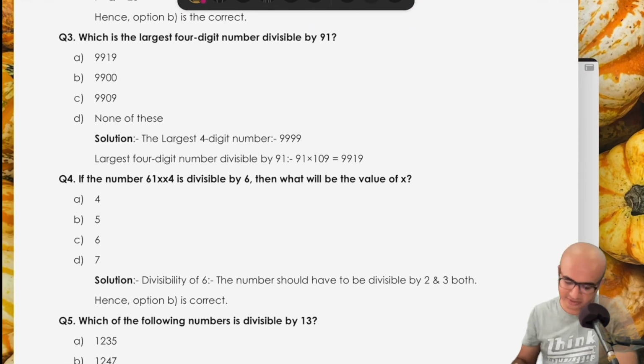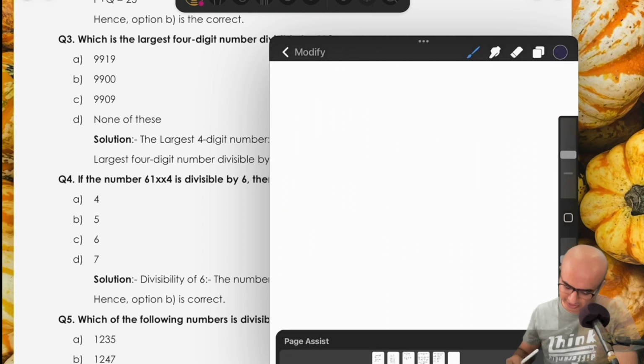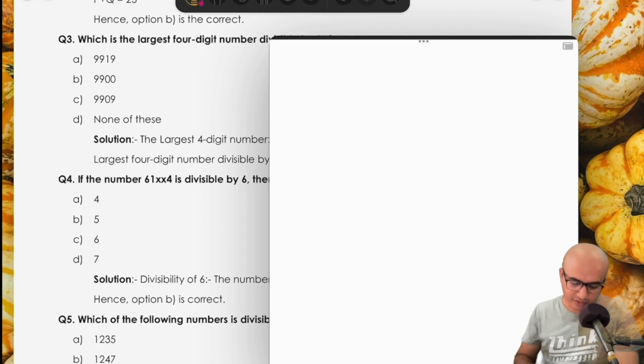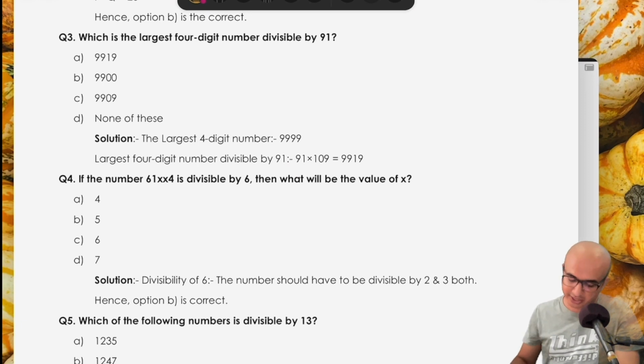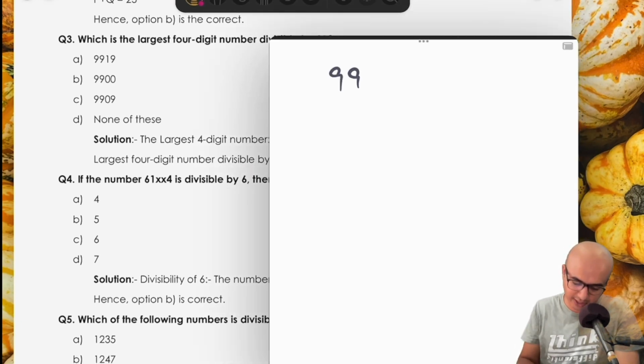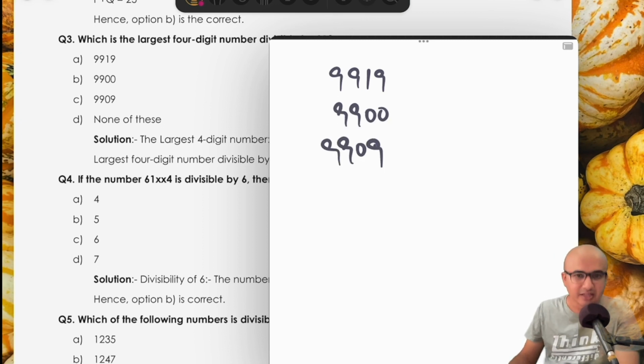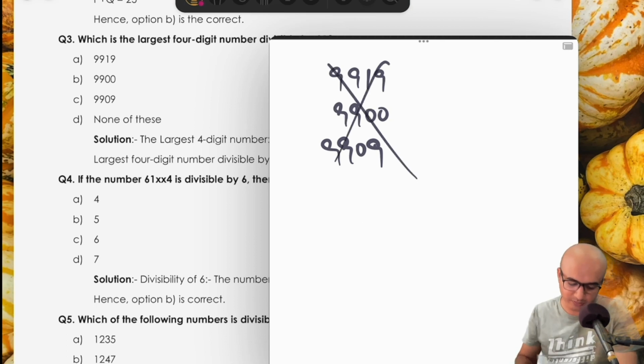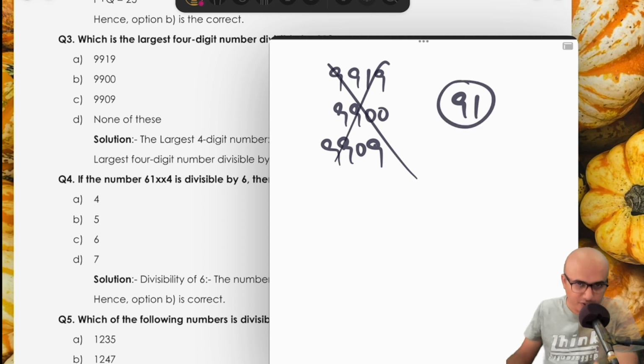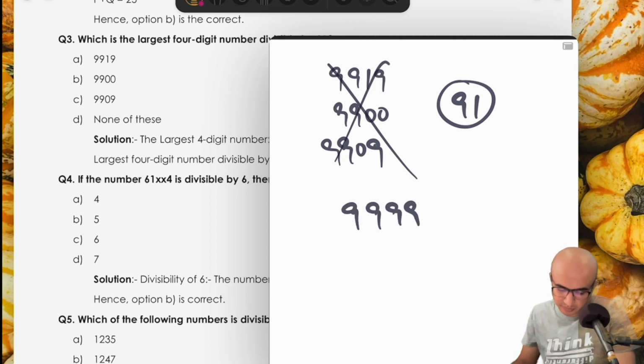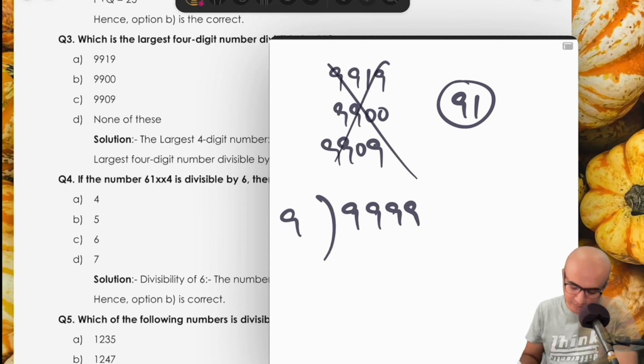Now let us look at the next question. This is a very easy question, nothing much is happening. Which is the largest 4-digit number divisible by 91, they say. The options are 9919, 9900, 9909. We in fact don't need these choices at all, because all that we need is the number which is given, 91. First, think of the largest 4-digit number. The largest 4-digit number is anyway 9999. All that you need to do is divide this by 91. When you do this, you will actually get the answer.